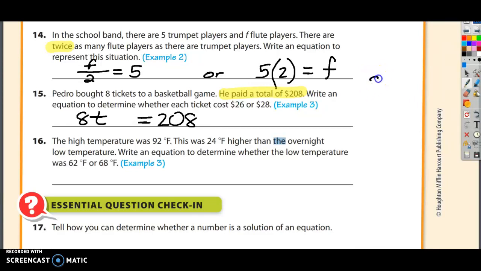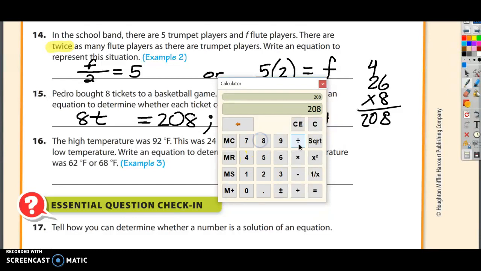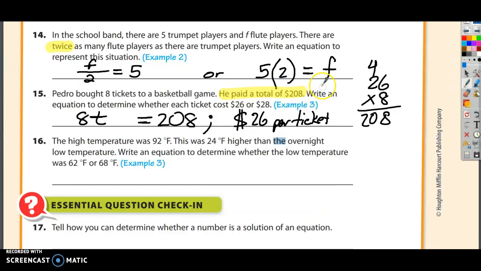I'm going to do 8 times 26. And if that's equal to 208, then that's the answer. And if not, we'll have to try 28. 6 times 8 is 48. 8 times 2 is 16, plus 4 is 20, and I guessed right on the first one. It's $26 per ticket. And I told you I could have divided. I actually could have divided the $208 by the 8 tickets, and I would have got 26. So we know it's $26 per ticket.